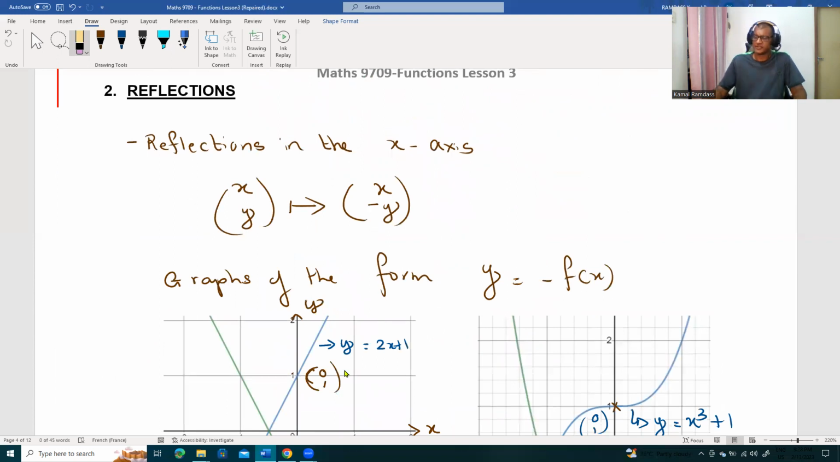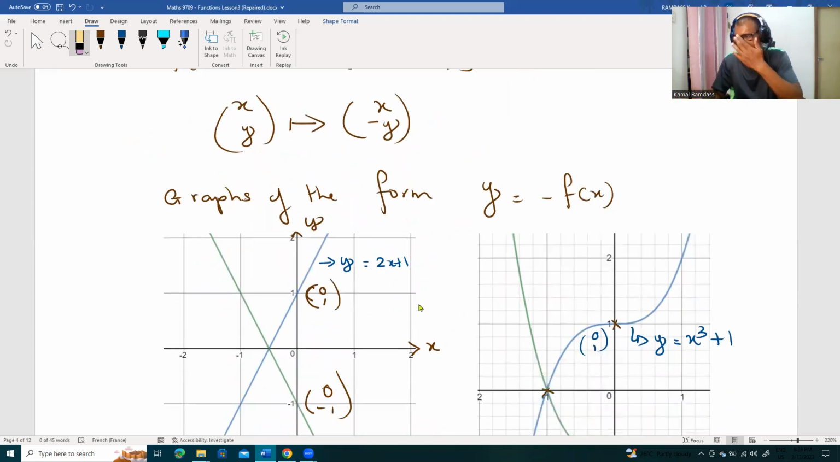Bon, nous avons reflections. Reflections in the x-axis, coordinate (x, y) of the function y is equal to f of x will be mapped onto (x, minus y). Ça veut dire everything above the x-axis will be reflected below the x-axis, and everything below the x-axis will be reflected above the x-axis. J'espère que je comprends. Et si je ne comprends pas, pas grave. Et je peux expliquer là.